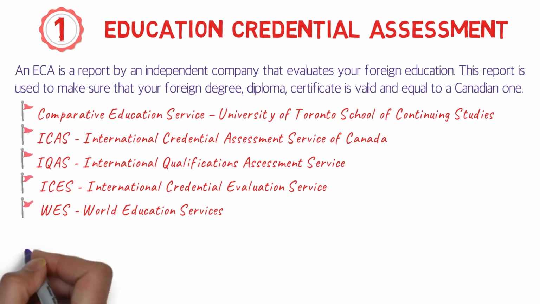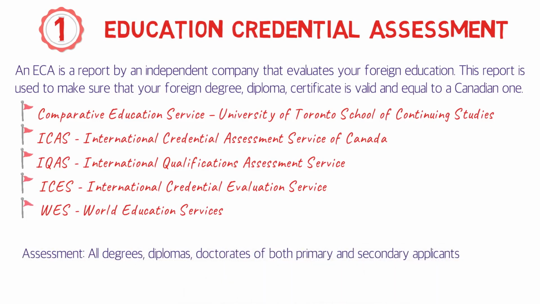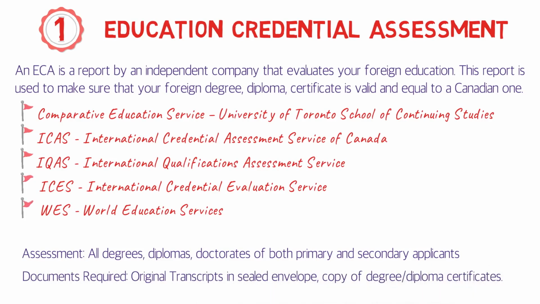Okay, now the assessment is done for all the degrees, diplomas, doctorates of both primary and secondary applicants. So if you're applying with your spouse, ECA needs to be done both for you and your spouse. There will be 2 different applications. Now the documents required would be the original transcript in a sealed envelope and a copy of the degree, diploma, certificates. Mind it, 10th and 12th degree certificates and mark sheets are not at all required. So this is all that is required.